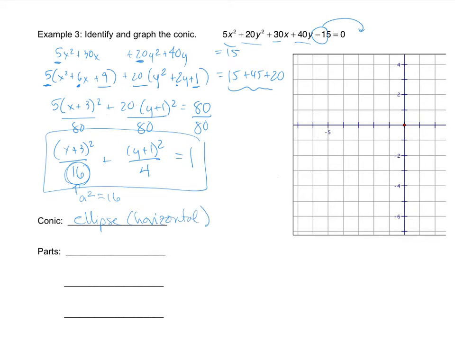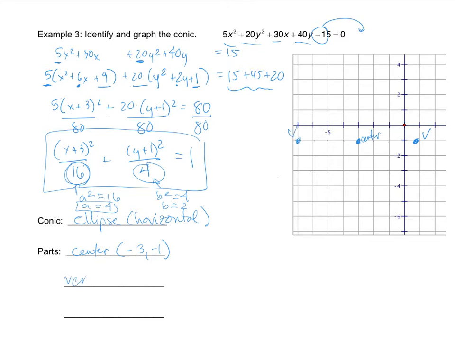If a squared is equal to 16, a is 4, and therefore we see the other denominator is b squared, so b is 2. So what is the center of our ellipse? (h, k) is (-3, -1). Let's plot that, -3, -1. That is our center. Now, it is horizontally oriented, so we're going to use the a value, 4, and from the center, we're going to go 4 to the right, giving us a vertex, 4 to the left from the center, giving us our other vertex.